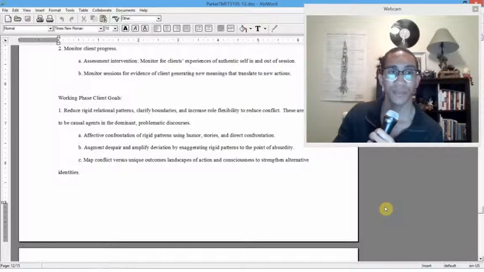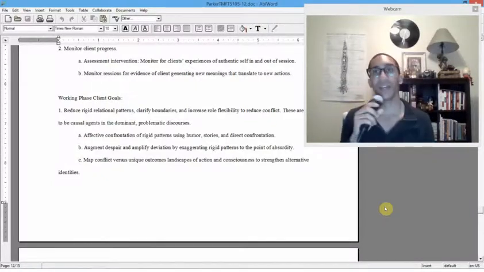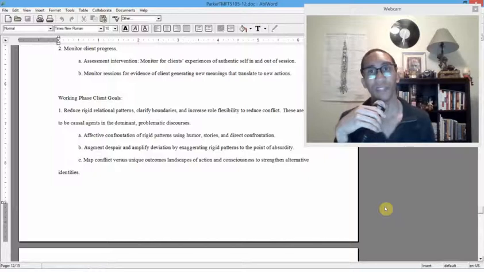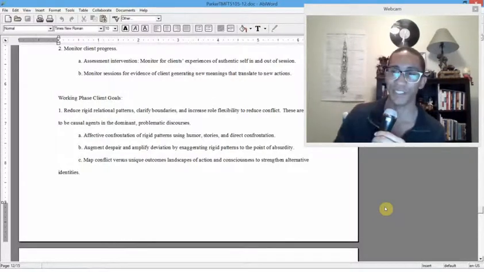Map conflict versus unique outcomes, landscapes of action and consciousness, to strengthen alternative identities. So when you have a conflict, it doesn't always have to come out a certain way. You use the alternative outcomes of different conflicts to show the family it doesn't always have to be like this. Because remember that one time you guys fought about the same thing and you agreed and didn't fight? Let's do more of that. I guess that's the way that you can summarize that.